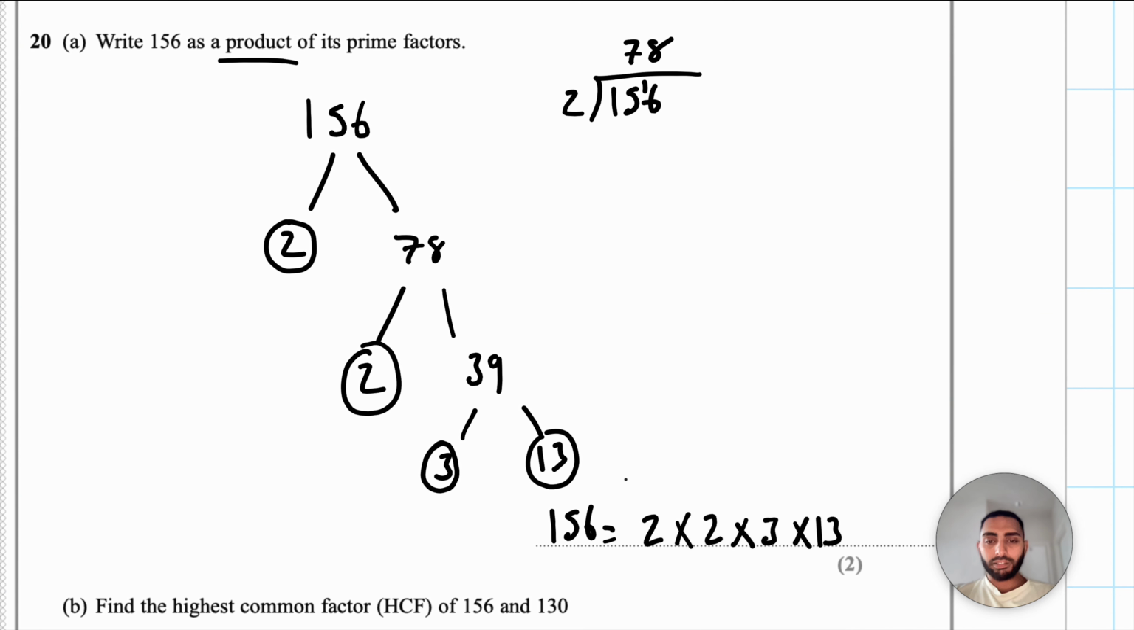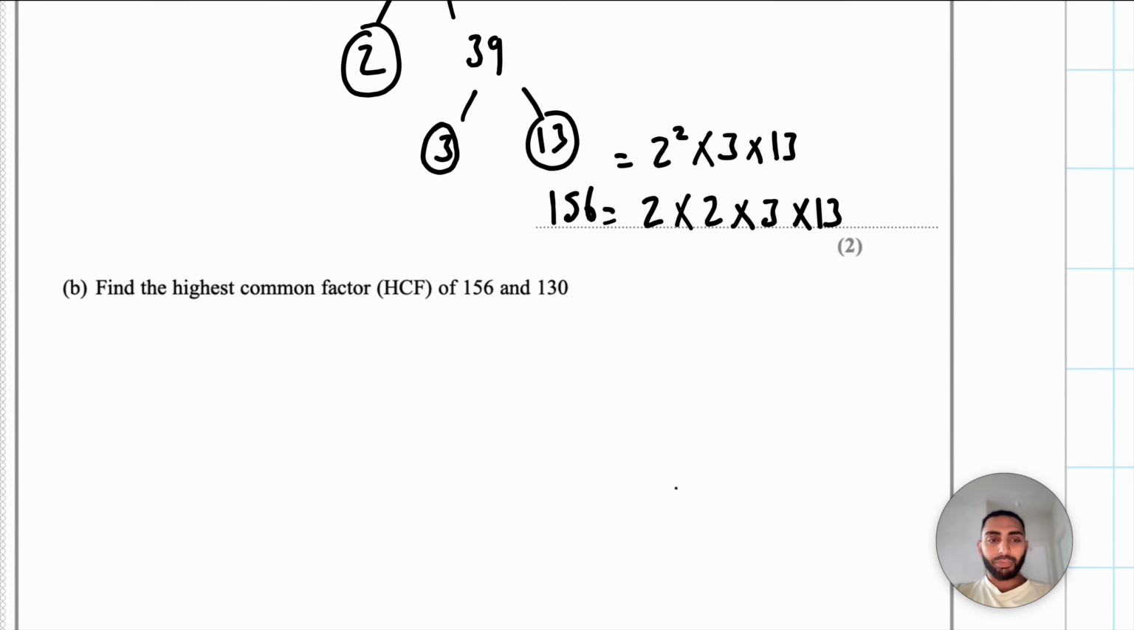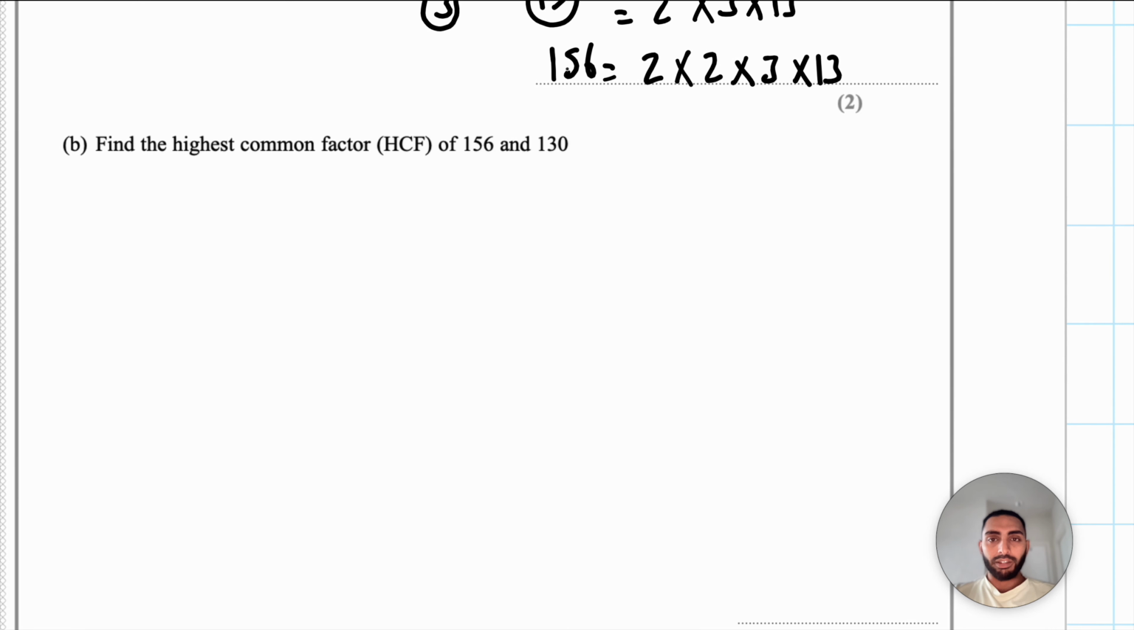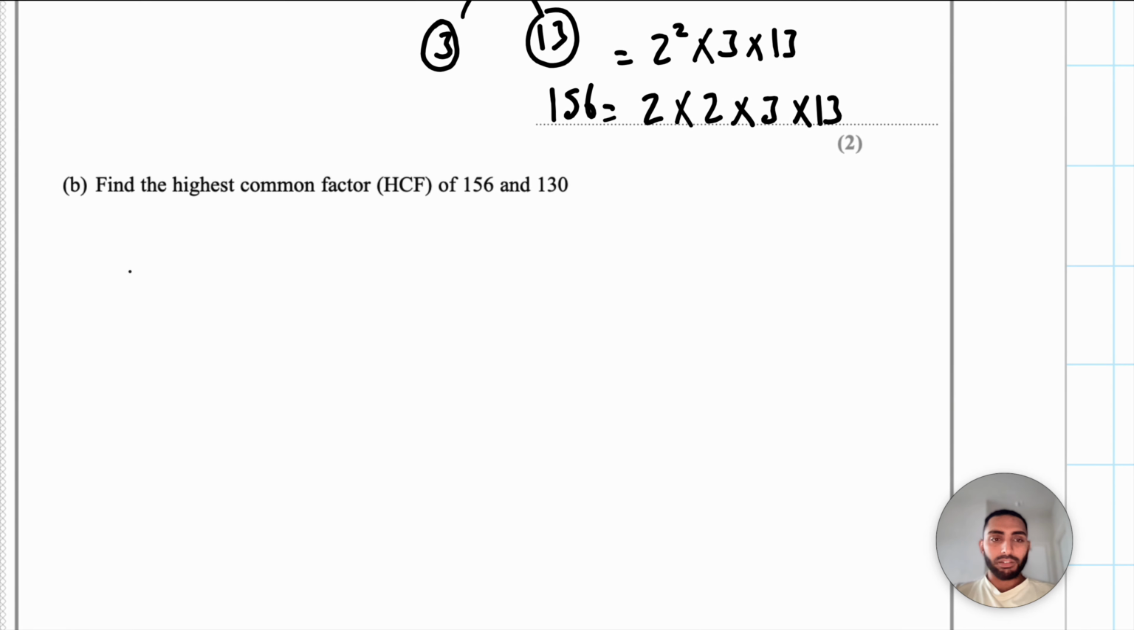I could write it as 2 squared times 3 times 13. Both would be fine. Part B, find the highest common factor of 156 and 130. I've already found my prime factors of 156, so I'm going to write that 156 is equal to 2 squared times 3 times 13.